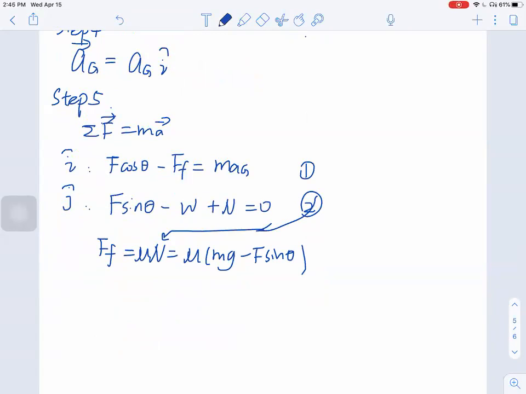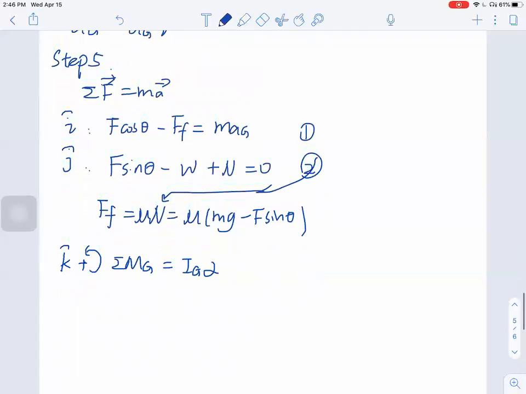And that's all we can get from Newton's law. Now we can apply Euler's law in the k direction, define the positive direction, and find out which point you can use to define moment. Here we're going to use the sum of all the moments about G, and this should equal Ig alpha. That's a special case.